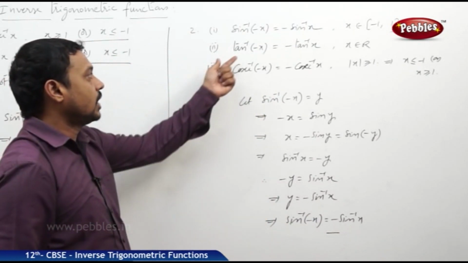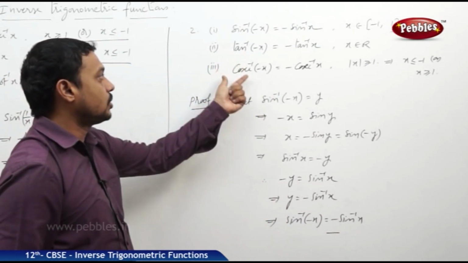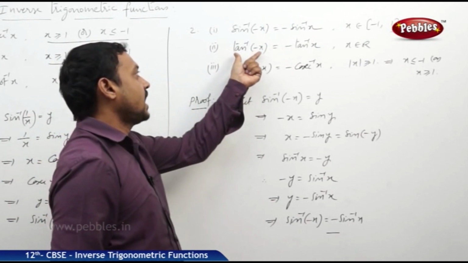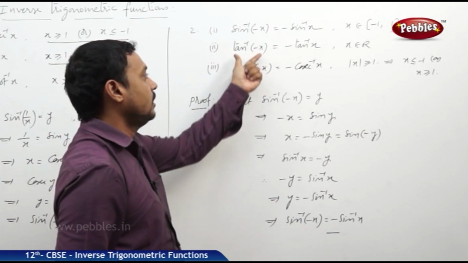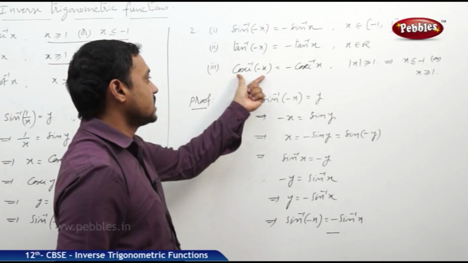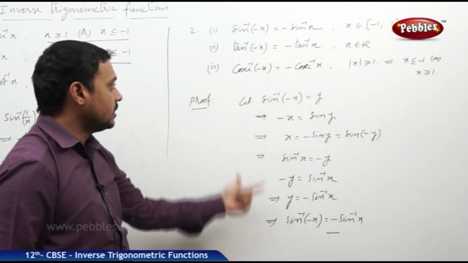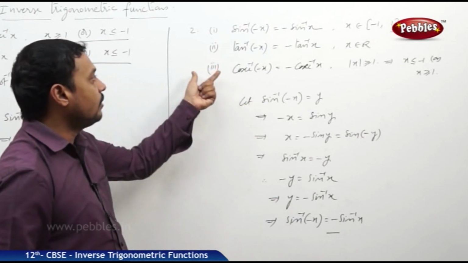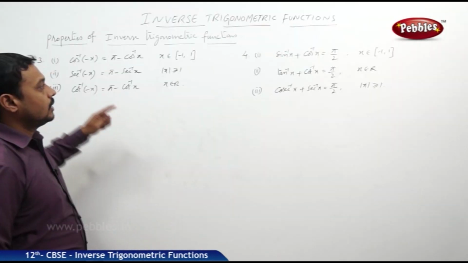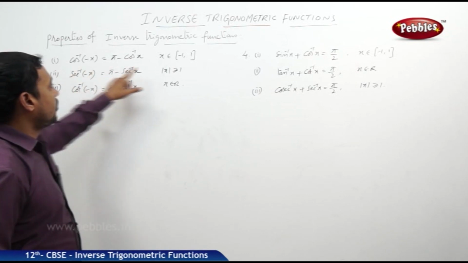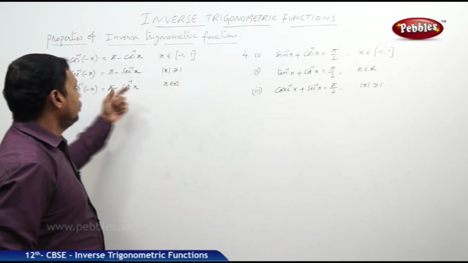Similarly, we can prove the other two statements also. Assuming tan inverse of minus x is equal to some y and cosecant inverse of minus x is equal to some y, and just like this proof, we can derive the other two proofs also. Next, we have two more properties on the board.